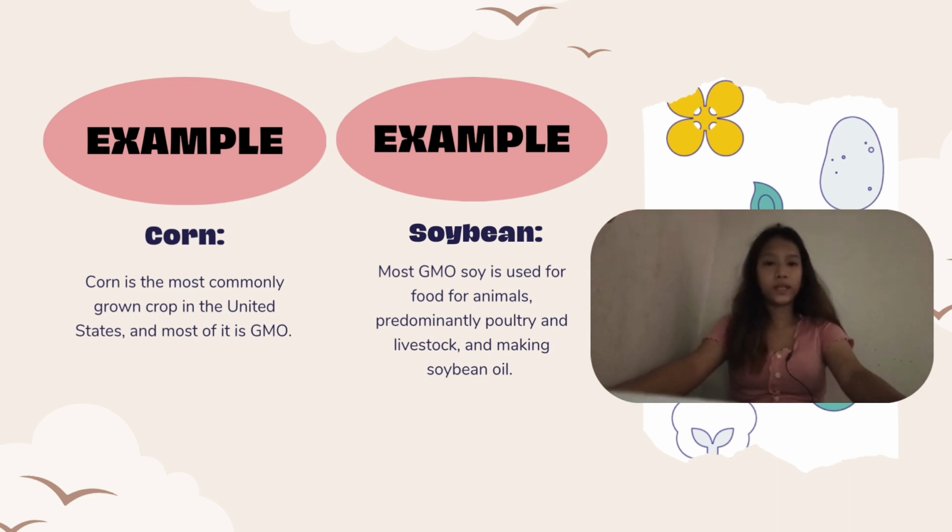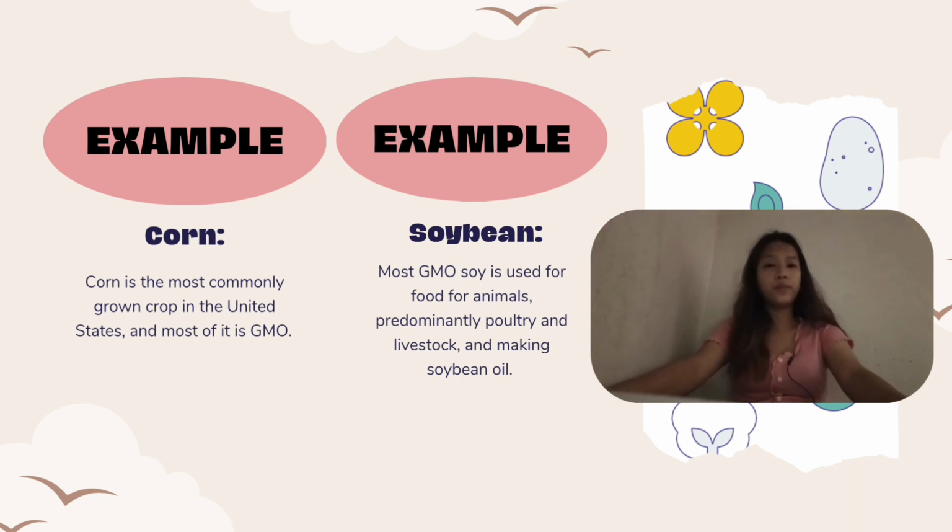The second one is soy. GMO soybeans are primarily used for various purposes. One common application is in animal feed, particularly for poultry and livestock. With genetic modification, the soybeans can enhance their nutritional content and make them more suitable as a feed source for livestock. Additionally, GMO soybeans are also used for producing soybean oil, which is widely used in various food products.